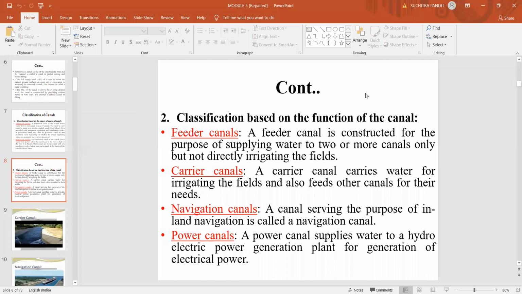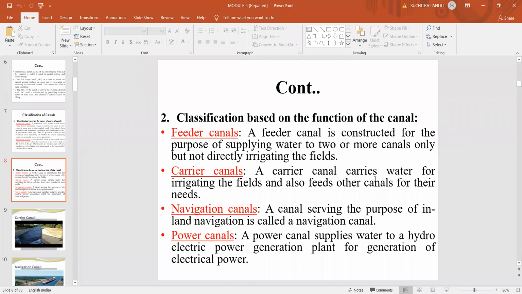The first classification is based on the source of supply, and the second one is classification based on the function of the canal. Based on its function, it can be a feeder canal. A feeder canal is one constructed for the purpose of supplying water to two or more canals only, but not directly irrigating the field. Here it acts as a feeder to the other canals, whether a minor canal, a branch canal or a water course. Next is carrier canals.